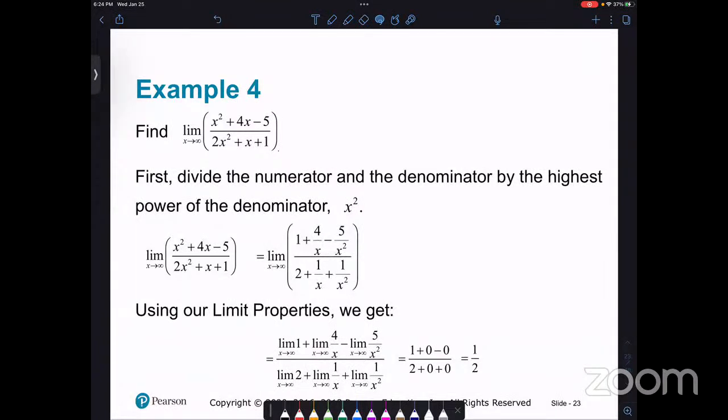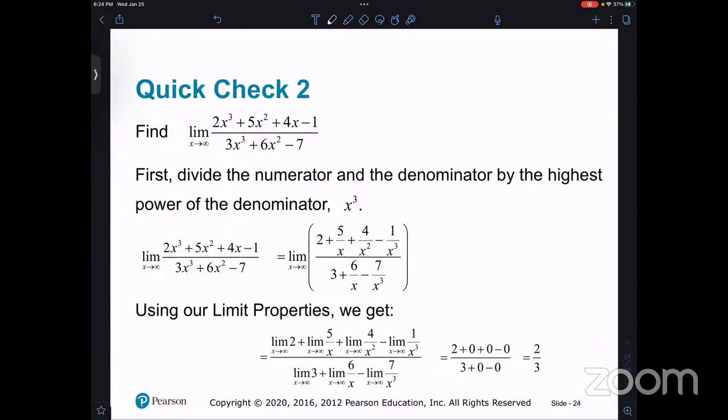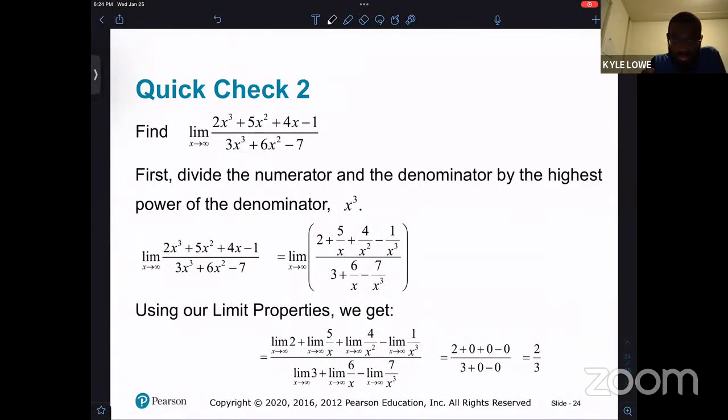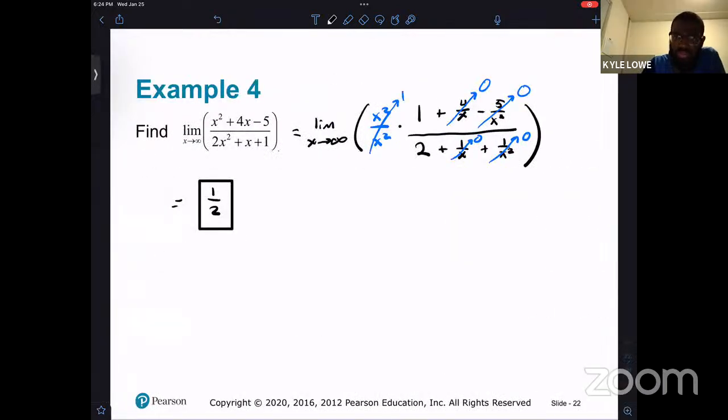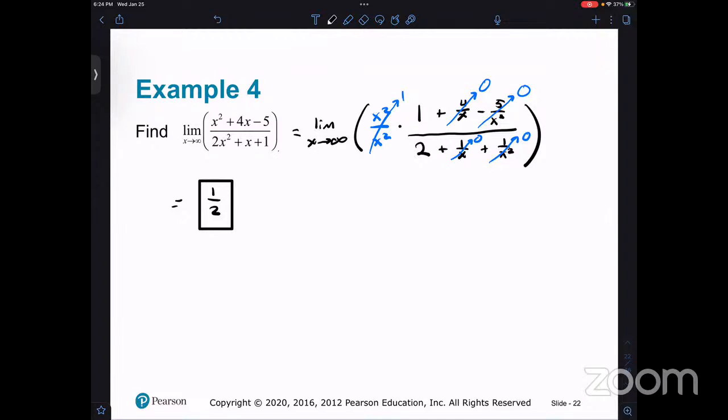A quick check again, I leave that as an exercise for you. So when it says the limit as x approaches infinity, and we're solving for the limit, 4 over x equals 0, because it keeps getting closer and closer to 0. The numerator is fixed, and as x goes to infinity, the denominator is getting bigger and bigger and bigger. So that whole fraction is getting closer and closer to 0.